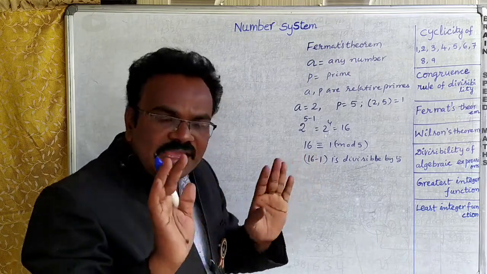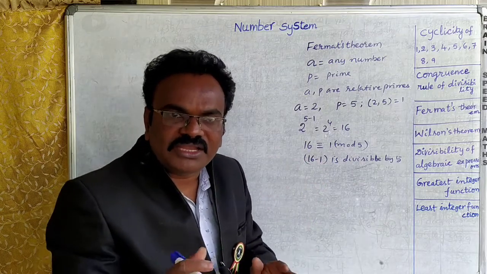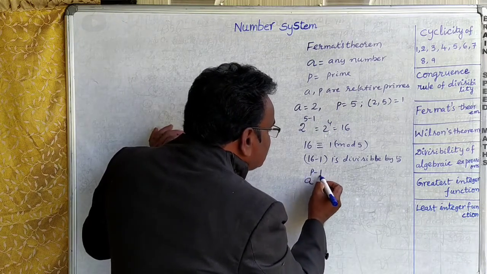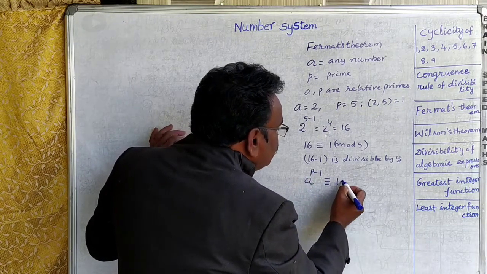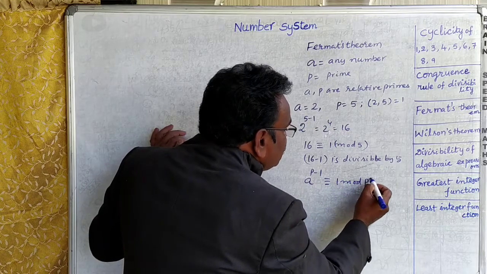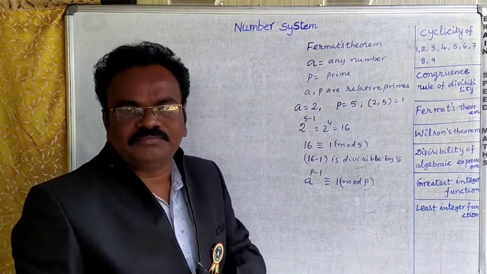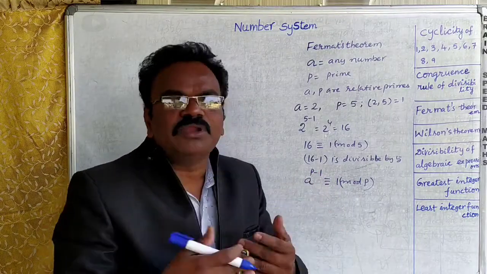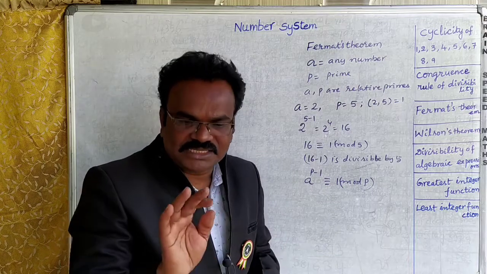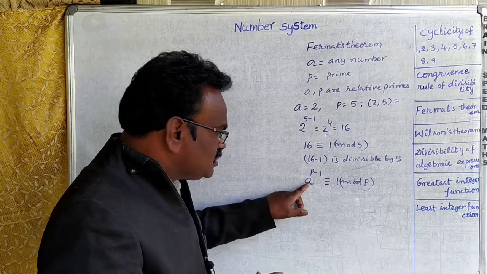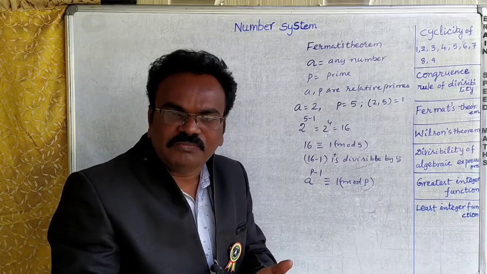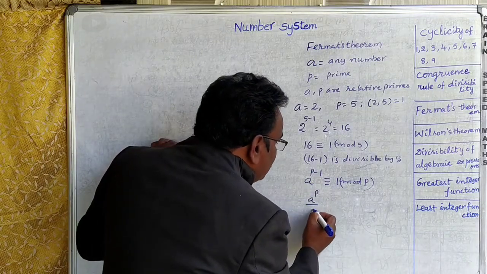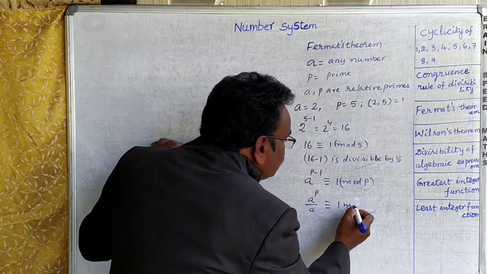So then what Fermat theorem is saying: a to the power of p minus 1 is congruent to 1 mod p. This is called Fermat theorem. That means a to the power of p minus 1 is divisible by p. Using the formula a to the power of m minus n, you can write a to the power of p by a, that is congruent to 1 mod p.